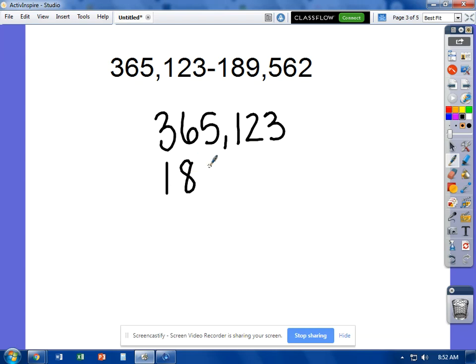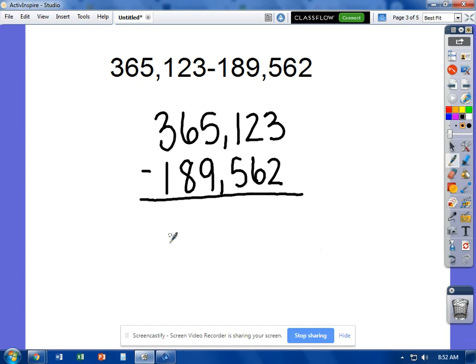I then am going to line up my next number, 189,562, making sure that all of my place values line up and are in order. Okay? My ones are together, my tens, hundreds, thousands, 10,000s, 100,000s. Once that happens, I'm ready to subtract.